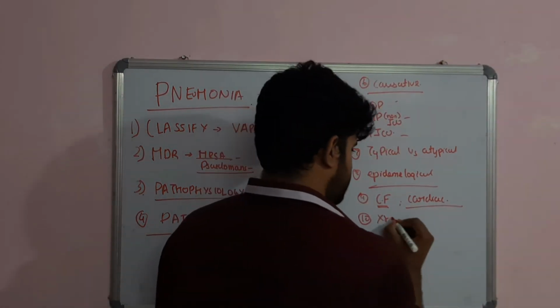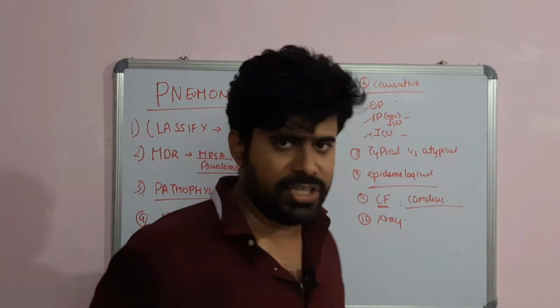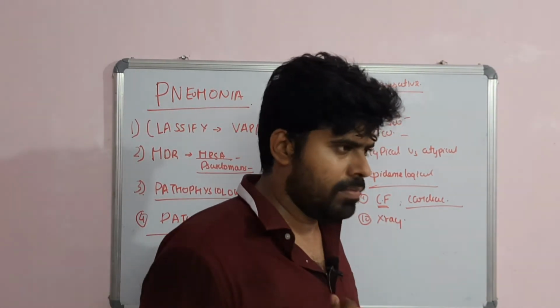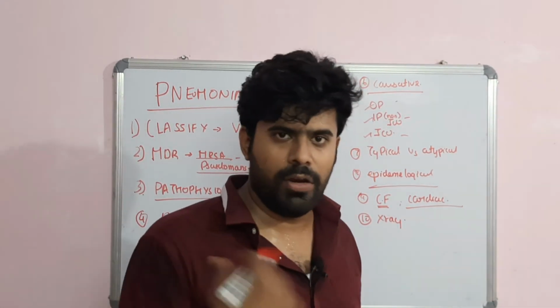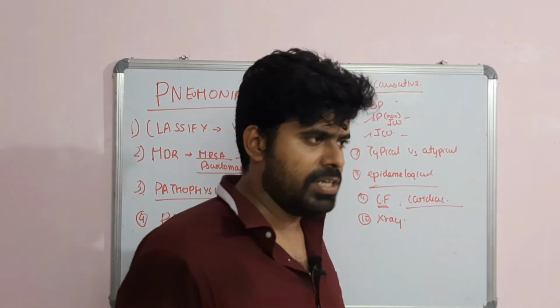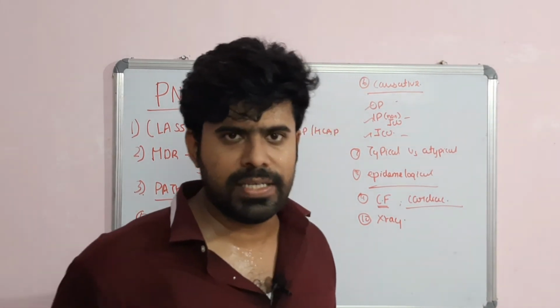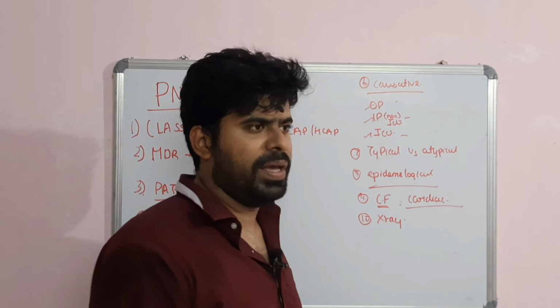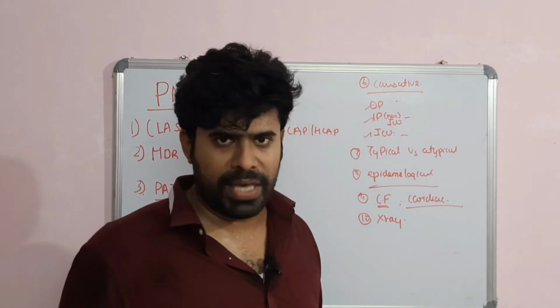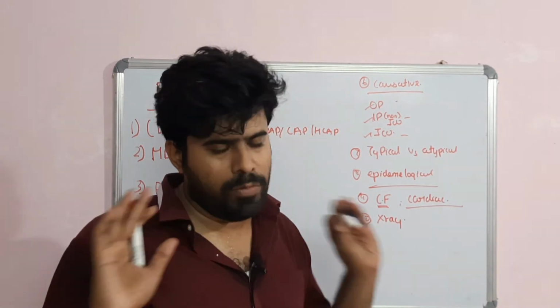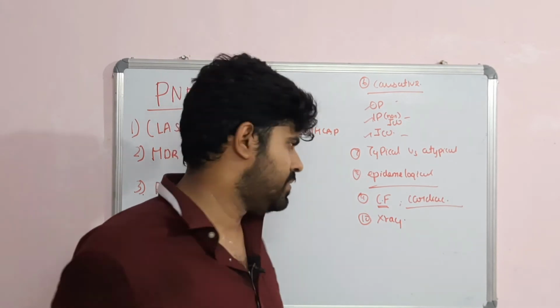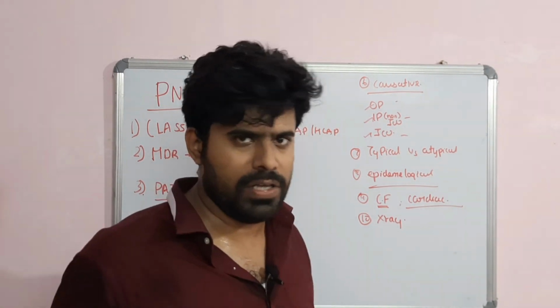X-rays: if the patient has a bulging interlobar fissure, you have to think of Klebsiella pneumonia. A patient with many pneumatoceles, think of Staph aureus. A patient with an upper lobe cavity, predominantly in India, it is almost always tuberculosis. These are the X-ray signs of etiology.